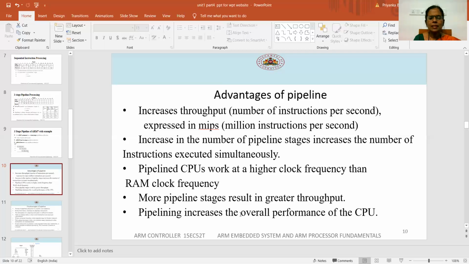Then pipeline increases the overall performance. As the throughput we get is greater, definitely the overall performance of the CPU increases. So these are the advantages of pipeline. Very important. You need to remember all the advantages for your exam.